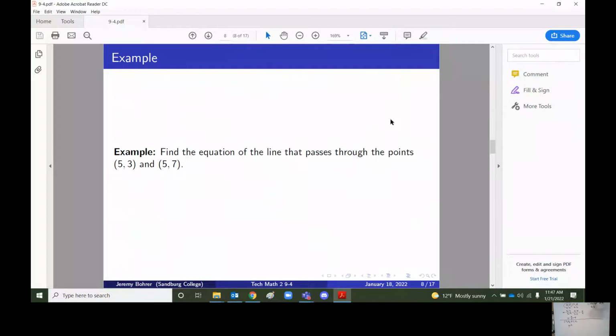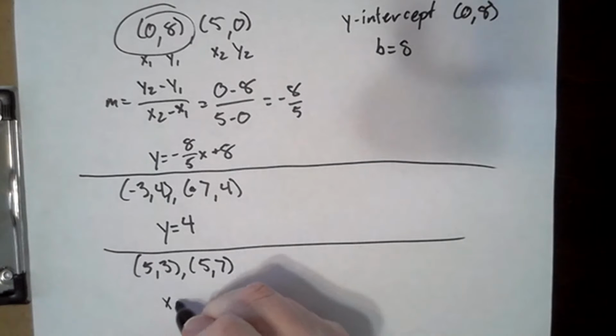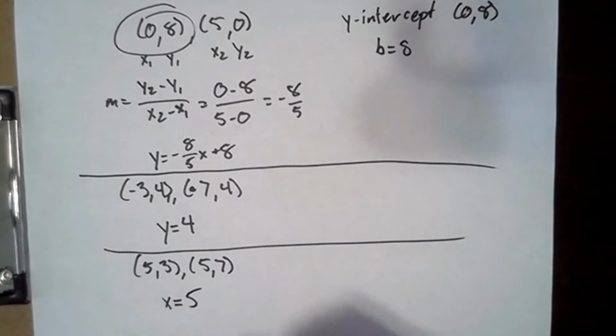For our next problem, we want to find the equation of the line that passes through the points 5, 3, and 5, 7. Well, here we have 2 points that have the same x coordinate. And if 2 points have the same x coordinate, then we are looking at a vertical line. Therefore, this equation is just x equals 5.